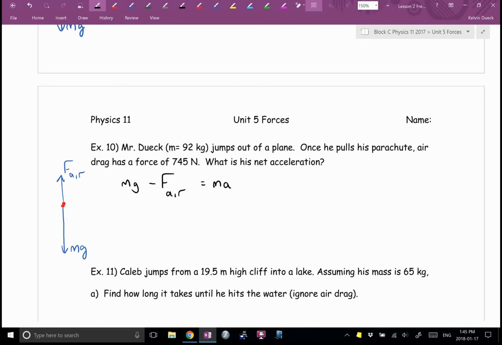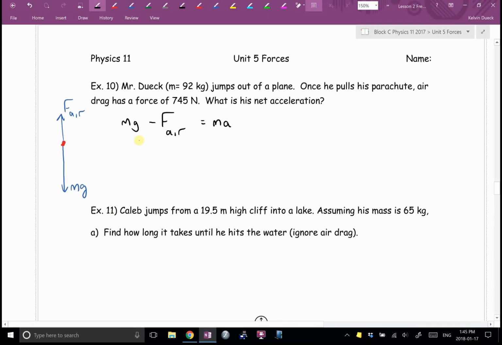What are we trying to find? How would I get the A by itself? Divide? Yep. Yet another equation. Don't memorize it. So you're telling me that A is going to be mg minus F air over M? Is that okay, Chloe? Cool, keep going.